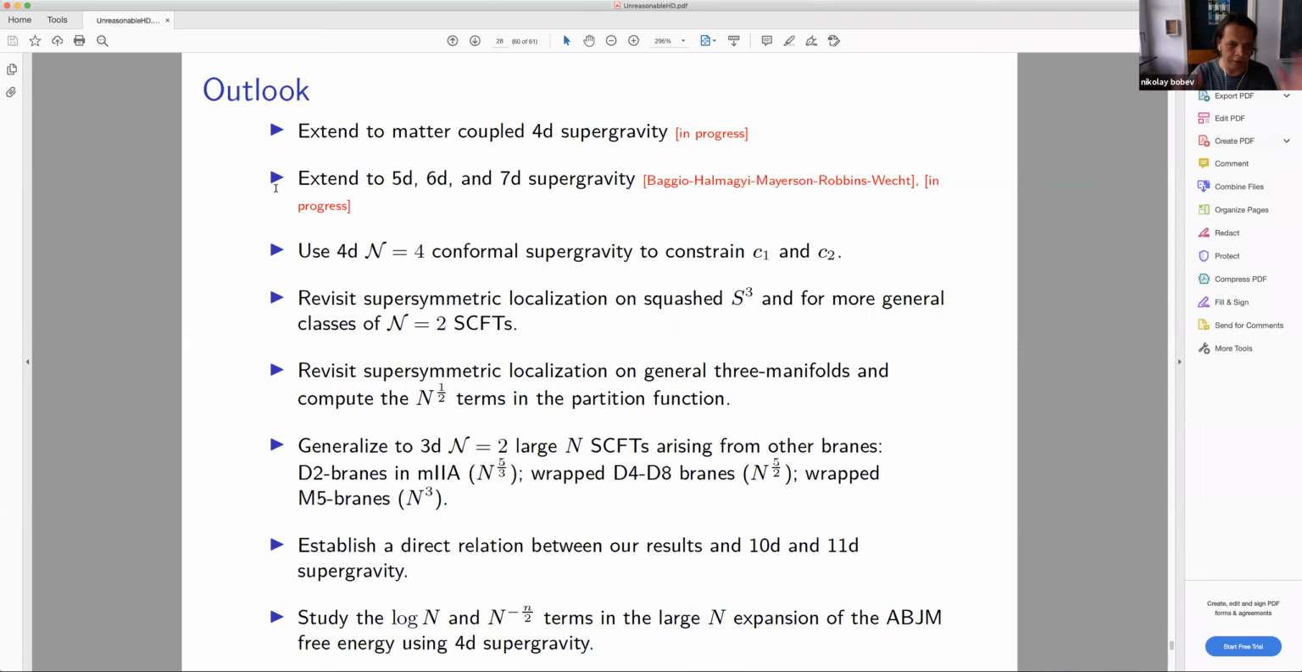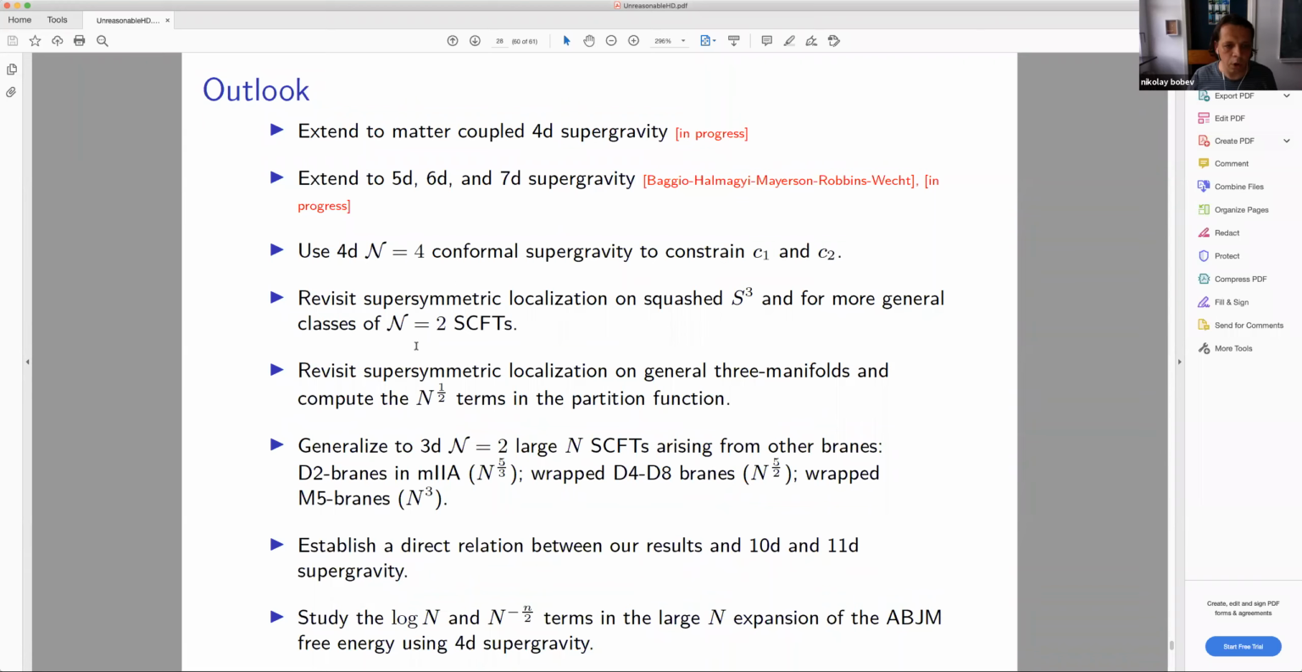Of course, the philosophy of all this should be extendable to 5D, 6D, and 7D supergravity. We're thinking about all of this now. You can then move on and say, can I use additional SUSY to relate these constants C1 and C2? So N equals 4 SUSY, or maybe N equals 8, is going to completely fix the constants. N equals 8 is not easy because I don't have an off-shell formulation, but N equals 4 might be barely doable.